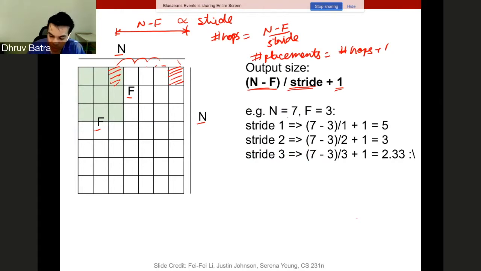So if we're starting with a 7x7 input and a 3x3 filter, at stride 1, (7 minus 3) by 1, you get 5x5 outputs. At stride 2, (7 minus 3) by 2, you get 3x3 outputs. At stride 3, it is just not divisible. So the expression is telling you that because you're getting non-integer outputs, valid placements are just not an option. So you cannot perform this convolution till you introduce this new concept of padding.